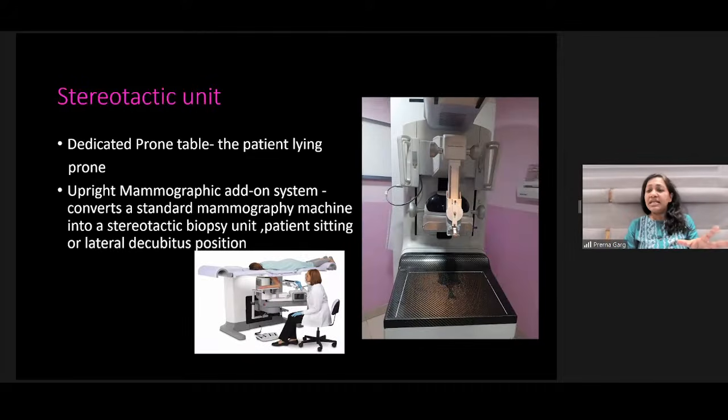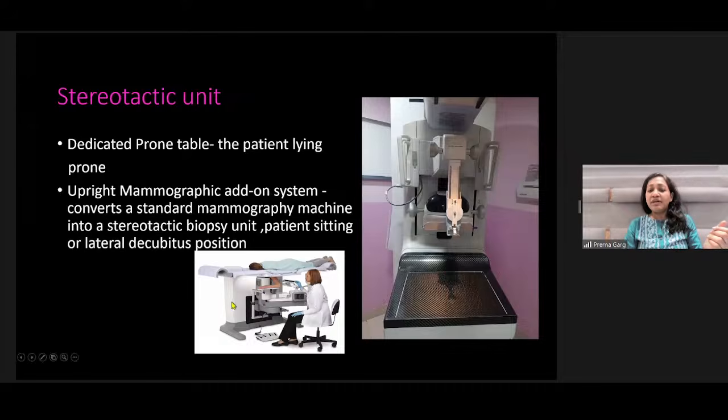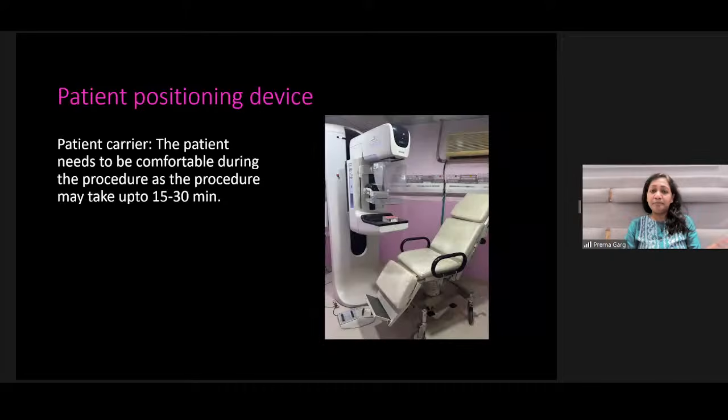So what is the equipment that we need? We need a stereotactic unit, a device for patient positioning, the monitor, and the biopsy equipment. There can be two types of equipment. One is the prone equipment, wherein the patient lies down on the bed and the operator does the procedure under the couch. There's a 360-degree access to lesions all around the breast. However, deep lesions cannot be biopsied easily, and it's a very expensive system. The one which we routinely use is an add-on unit, which is attached to the conventional mammography unit and converts it into a stereotactic biopsy machine.